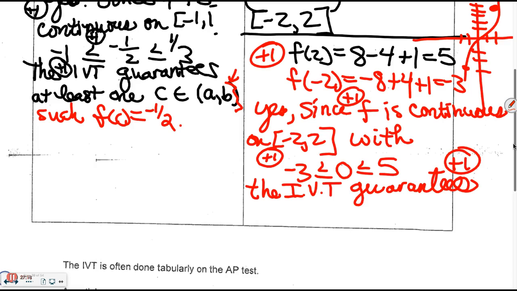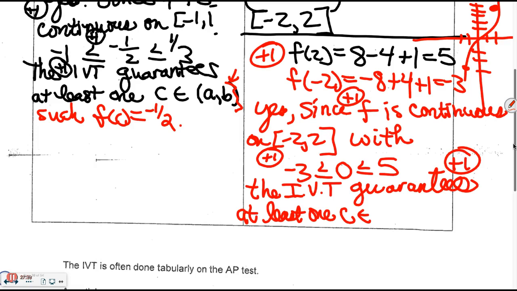Remember, it guarantees a C, or you can write an X value, but we call it C. See if you can earn that last point. And you can write but technically you should write at least 1, because it could happen more than once. Now, where is that C?